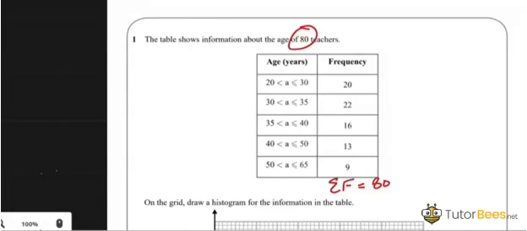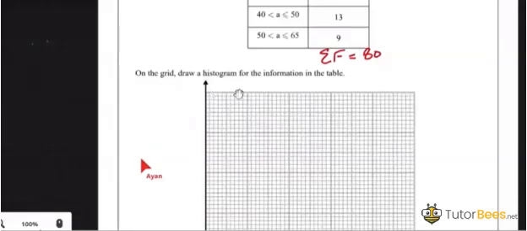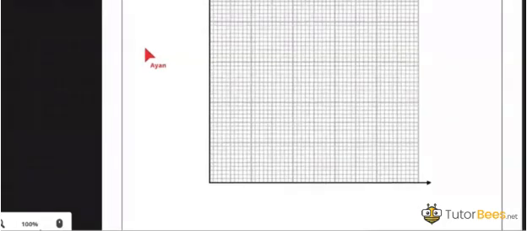There are 22 teachers whose age is between 30 and 35, 16 teachers whose age is between 35 and 40, and so on. On the grid, draw the histogram for the information in this table.